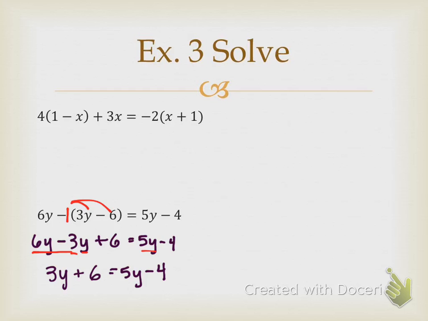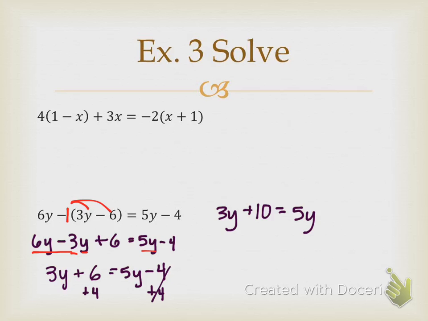William? You would add 4 to each side. Okay, we want to add 4 to each side. You said, wait a second, I still have my y's. That's okay. We can combine those next. 3y plus 10 equals 5y. What am I going to do now?